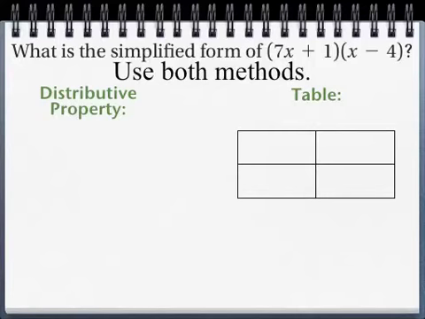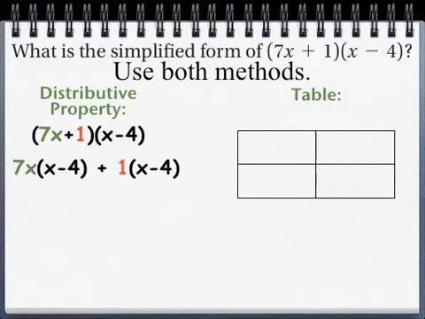So to use the distributive property, I'm going to take my 7x plus 1 and I'm going to break it up into its two terms, 7x and 1. And what I'm going to do there is I'm going to take 7x times x minus 4 plus 1 times x minus 4. And now I need to distribute. I'm going to distribute my 7x first. 7x times x is 7x squared. 7x times negative 4 is a negative 28x.